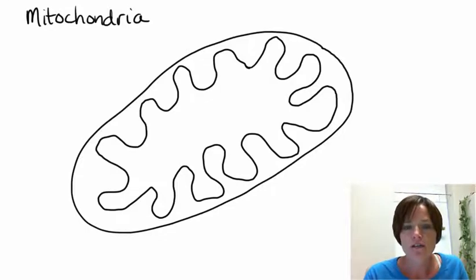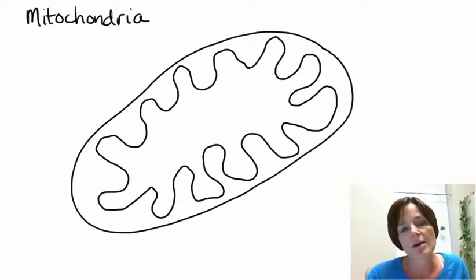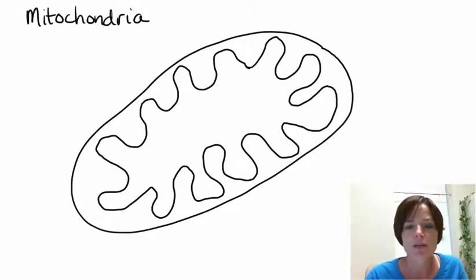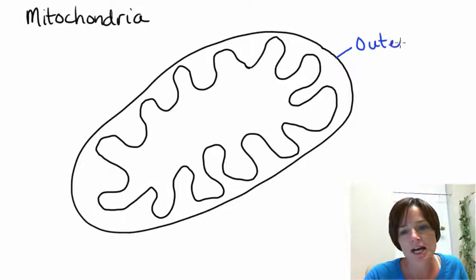So first off, the mitochondria itself is a pretty elliptically shaped organelle, and this organelle happens to have two different phospholipid bilayers as part of its structure. So if we look at them here, this one on the outside, this is what we refer to as the outer membrane of the mitochondria.